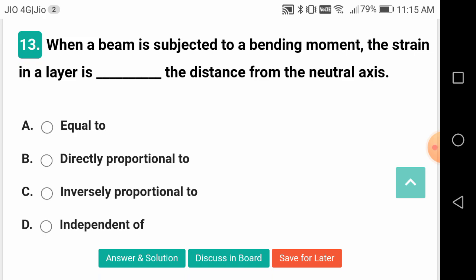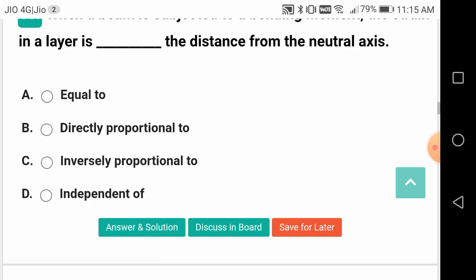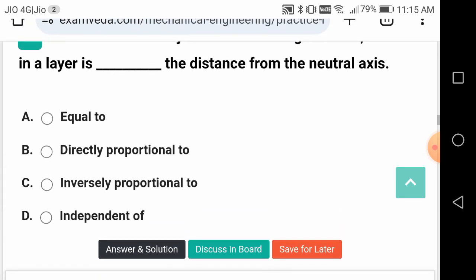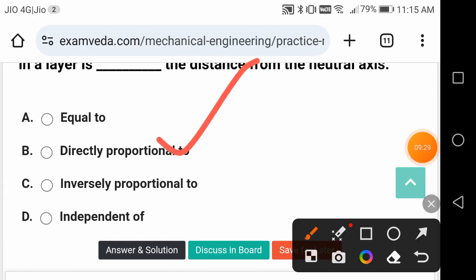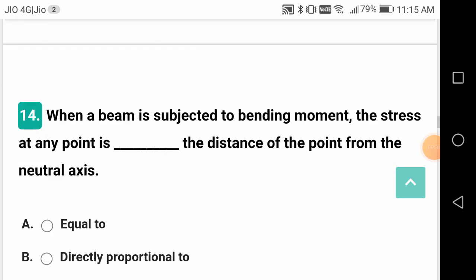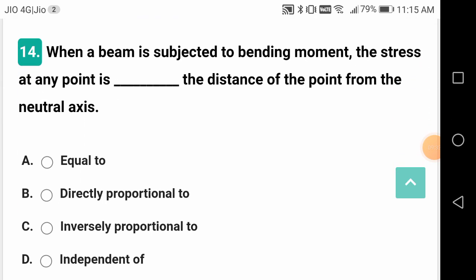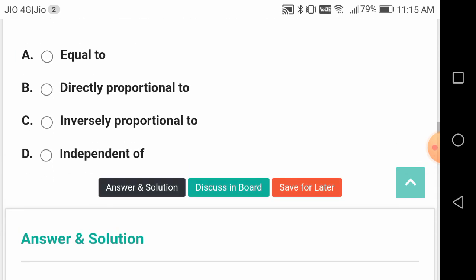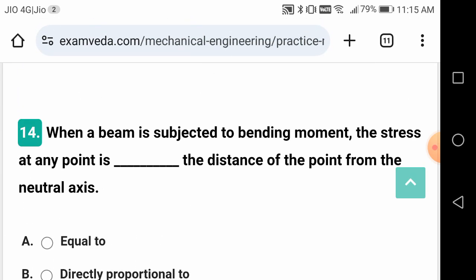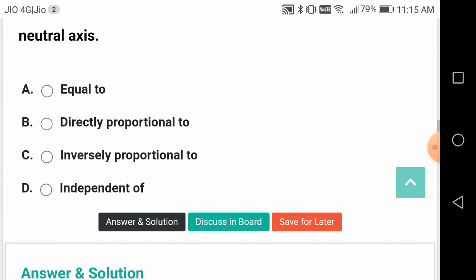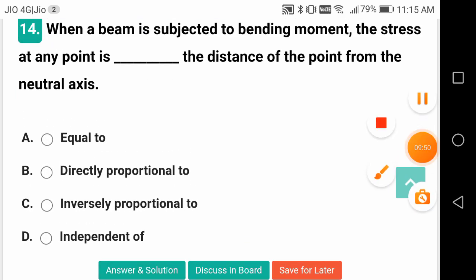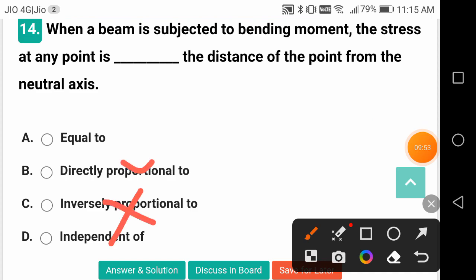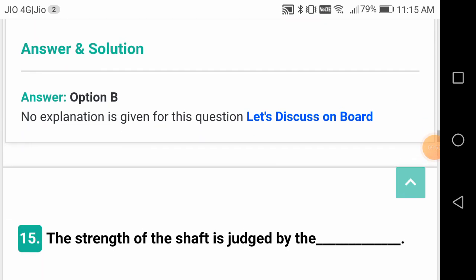When a beam is subject to a bending moment, the strain in a layer dash is distance from. It is just now we have seen, friends. It is directly proportional. It is given in a different way. That's all. When a beam is subject to a bending moment, the stress at any point is directly the distance of the point from the neutral axis. Once again, it is given a number of times. He is asking the stress at any point is dash the distance of the point from the neutral axis. It is actually, friends, wrong, so he is giving the answer, this is wrong, this is directly proportional.